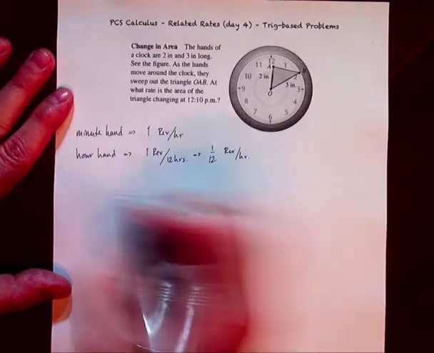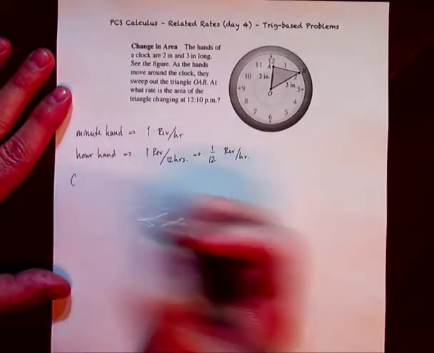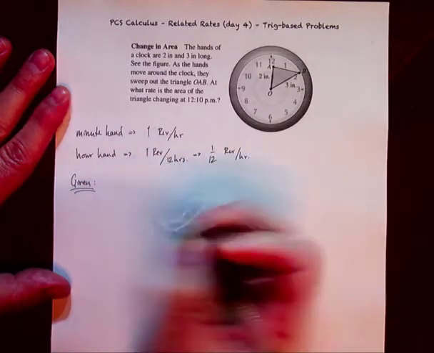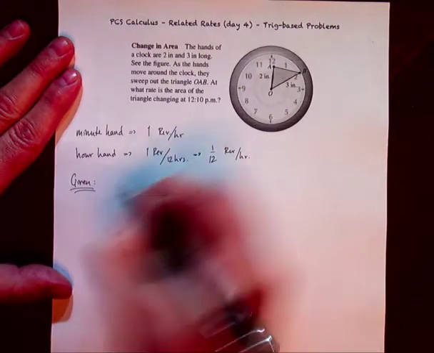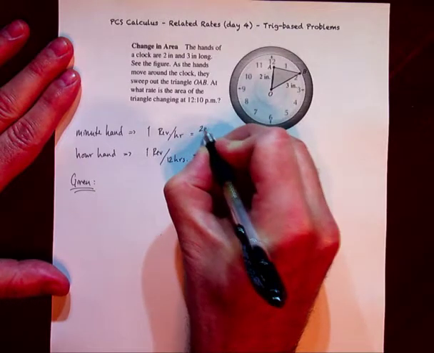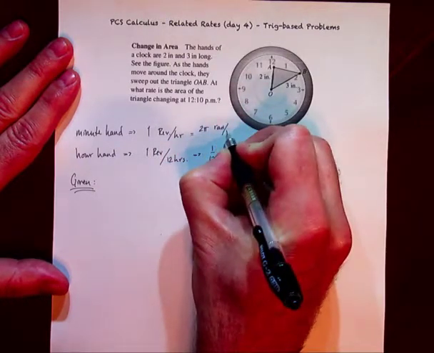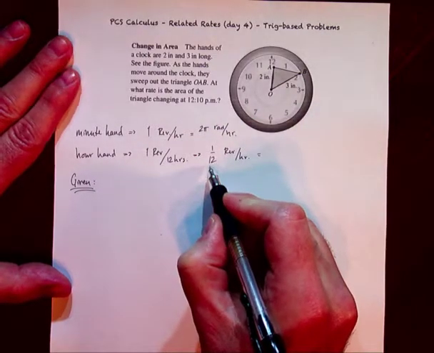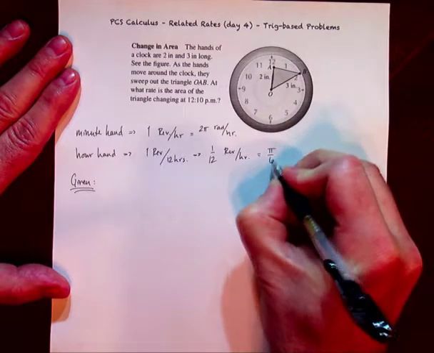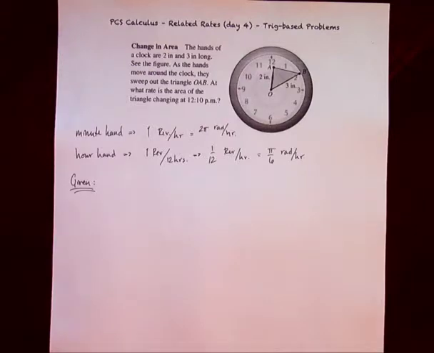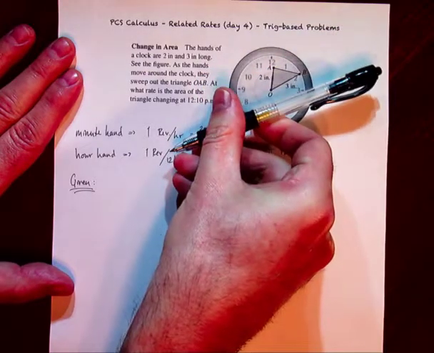Well, that means that in our given, and of course we can talk about the minute hand, and basically we'll just talk about it like this. The minute hand, if it's 1 revolution per hour, that is 2 pi radians per hour. And this is 1/12 of that. So it winds up being pi over 6 radians per hour. Now at 12:10, the minute hand is going away from the hour hand.